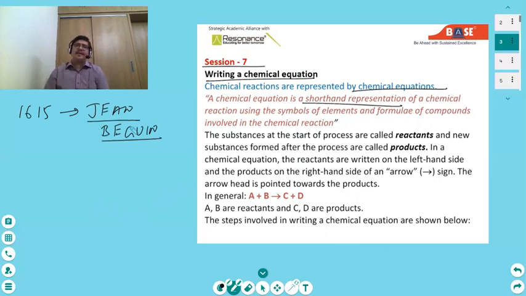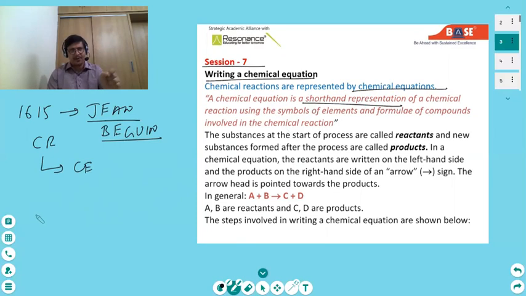In 1615, the chemical equation concept was given for the first time by the French chemist Jean Beguin. Basically, what is a chemical reaction and a chemical equation? A chemical reaction can be represented by a chemical equation. So what is a chemical equation?